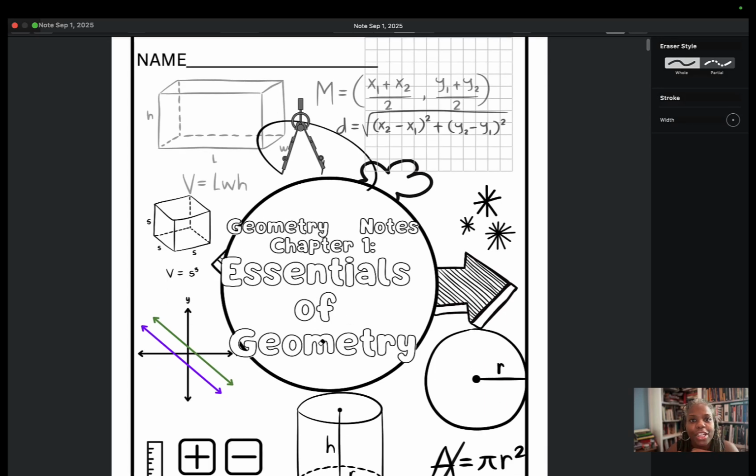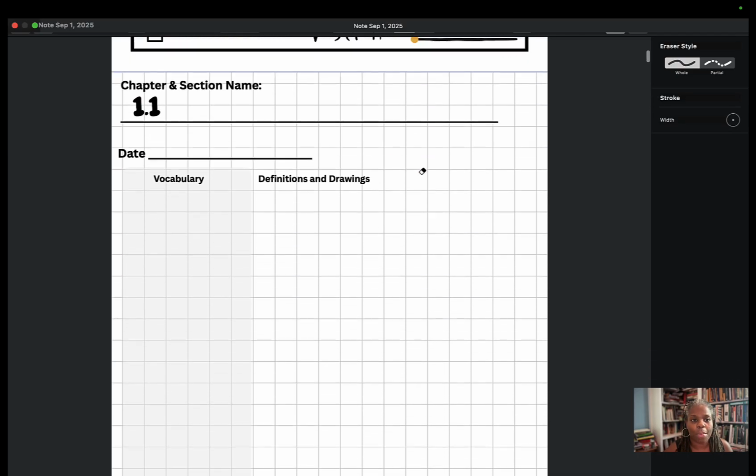This is what packet you should have. You should have a note packet that looks like this. I want you to start off by putting your name up here. We're going to be talking about geometry and the essentials of geometry during this whole first chapter. Today we're going to take notes on section 1.1.